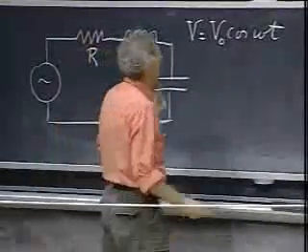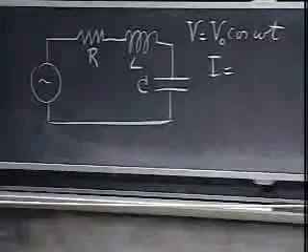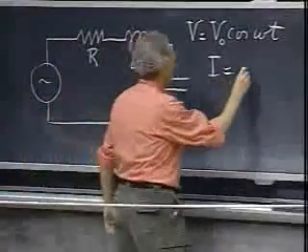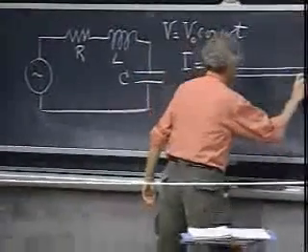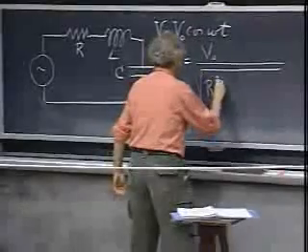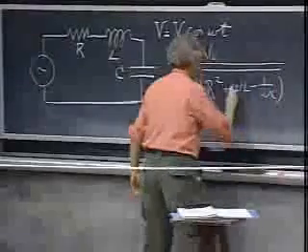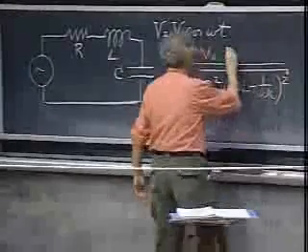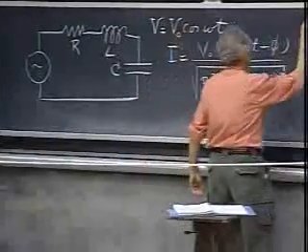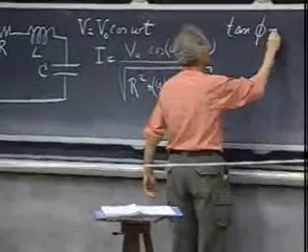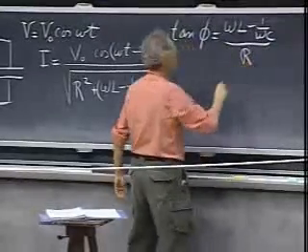The steady state solution, that is not when you turn the thing on, but if you wait a while, you get a steady state solution for the current. And the current that is going to flow now is V0 divided by the square root of R squared plus omega L minus 1 over omega C, squared, times the cosine of omega t minus phi. And the tangent of phi is omega L minus 1 over omega C divided by R.